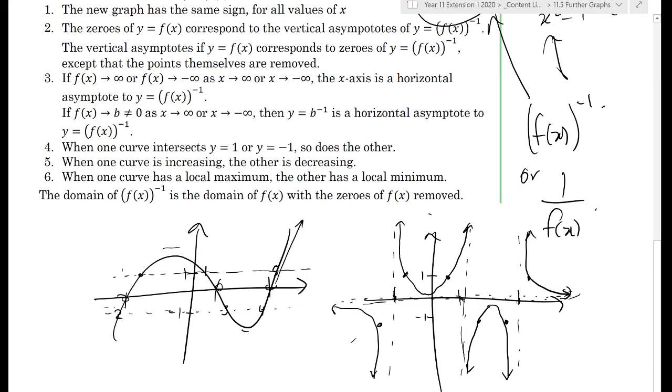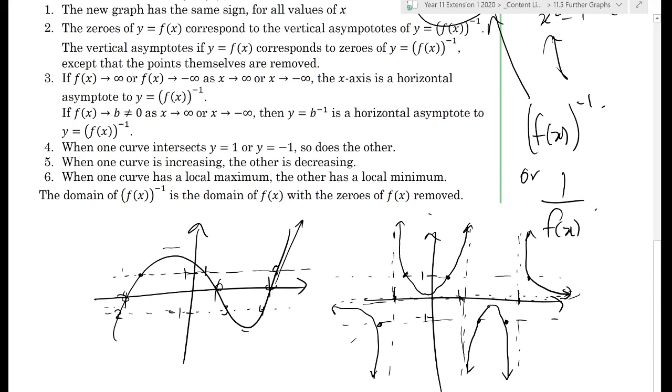So it's a bunch of different disconnected graphs that make up this one. The key points are, my asymptotes are at these values along here, where my zeros are on my original graph. My values for 1 are still where my values for 1 are on the other graph.